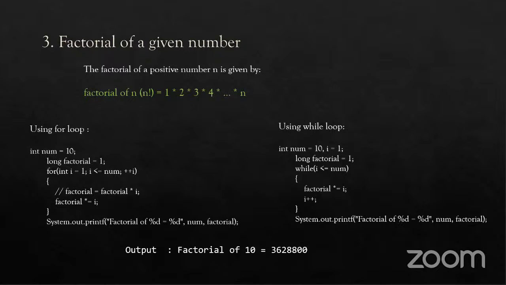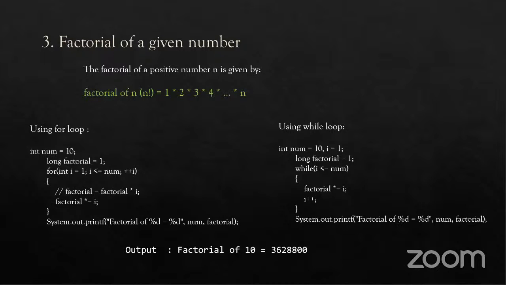So we need to multiply up to that n. Whichever number is given to us, we need to multiply the numbers up to that n. Here we are moving on to loops. We can implement the program using either a for loop or a while loop. I am giving both examples, the for loop and also how to do it in a while loop.